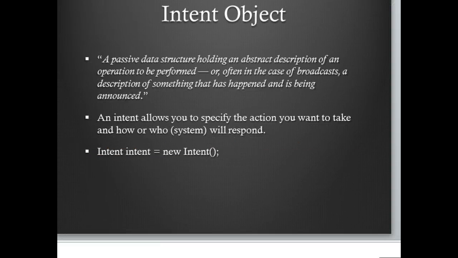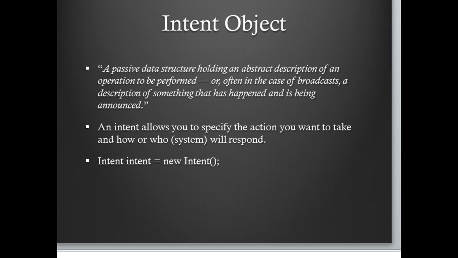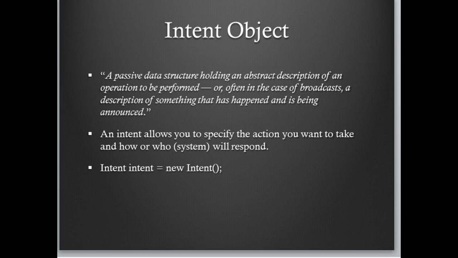An intent object indicates an intention to do something. And there are actually a few things we can do. So an intent object is a passive data structure holding an abstract description of an operation to be performed, or often, in the case of broadcasts, a description of something that has happened and is being announced. So that's a lot of vague words if you're not used to what an intent is. And honestly, it took me a while to get my arms around what exactly an intent is. An intent allows you to specify the action you want to take and how or who the system will respond.